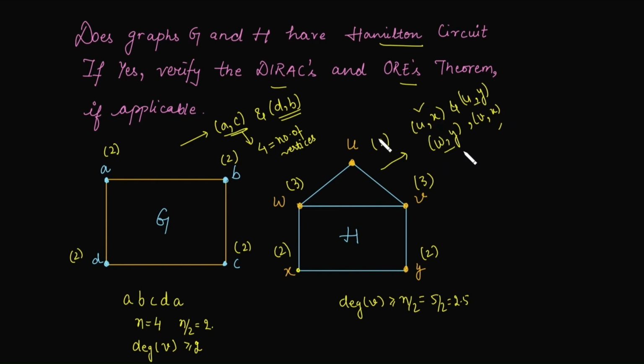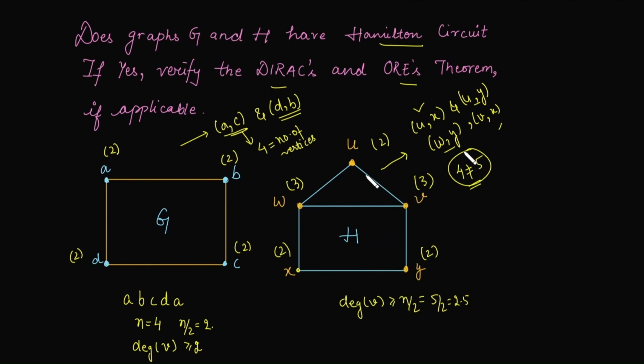The degree of vertex U is 2 and the degree of vertex X is 2. So 2 plus 2 is 4, and the total number of vertices is 5. But 4 is not equal to 5. So it means Ore's theorem is not applicable in this case, meaning we cannot say with the help of Ore's theorem that this graph has a Hamilton circuit. So we need to go with the manual process.